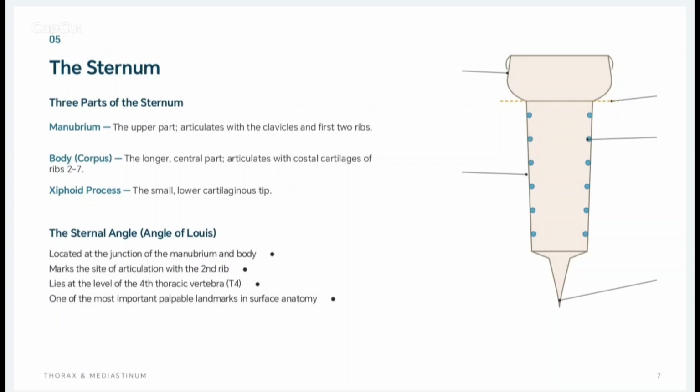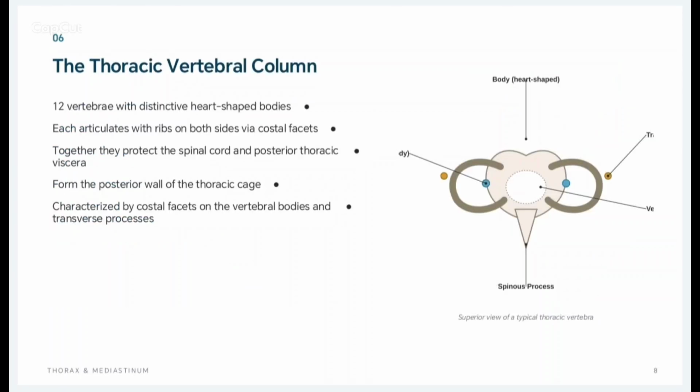Turning to the posterior aspect, the thoracic vertebral column consists of 12 vertebrae. These are easily identified by their distinctive heart-shaped bodies. Each vertebra articulates with ribs on both sides through specialized costal facets located on the vertebral bodies and the transverse processes. This structural integration allows the vertebrae and ribs to form the posterior wall of the thoracic cage, effectively protecting the spinal cord and the posterior thoracic viscera.